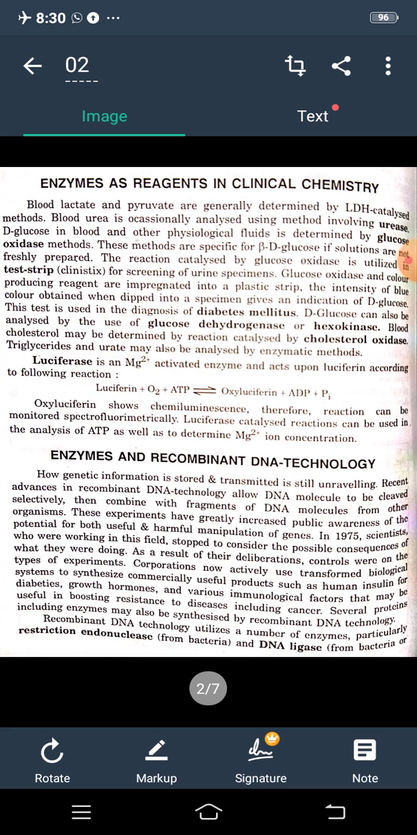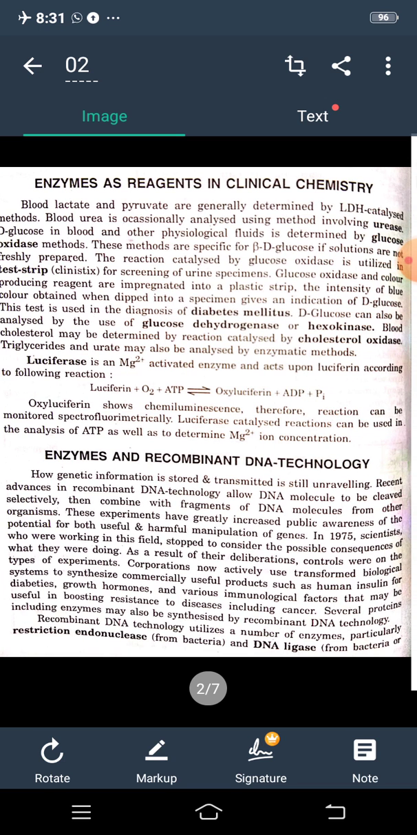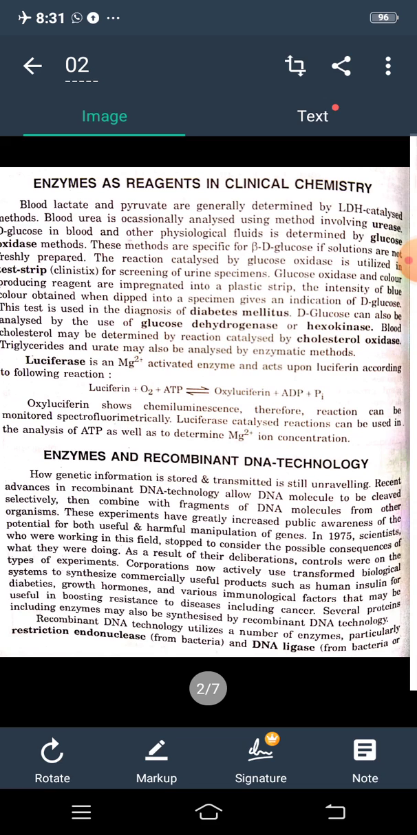Now we discuss enzymes and recombinant DNA technology. Means how genetic information is stored and transmitted is still unraveling. Recent advances in recombinant DNA technology allow DNA molecules to be cleaved selectively and then combined with fragments of DNA molecules from other organisms. These experiments have greatly increased public awareness of the potential for both useful and harmful manipulation of genes.